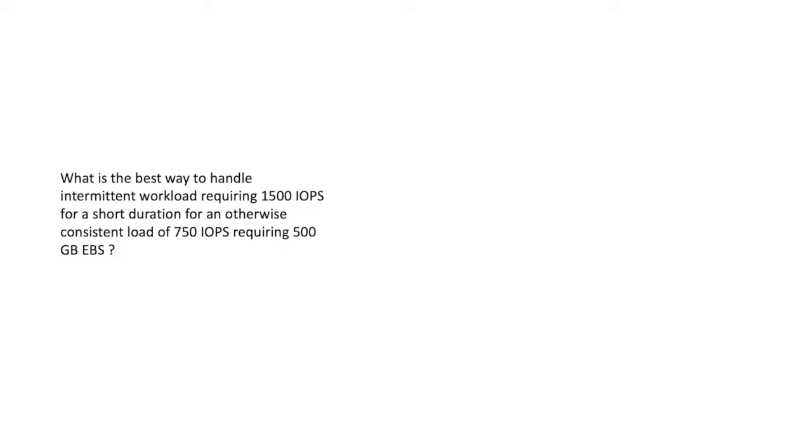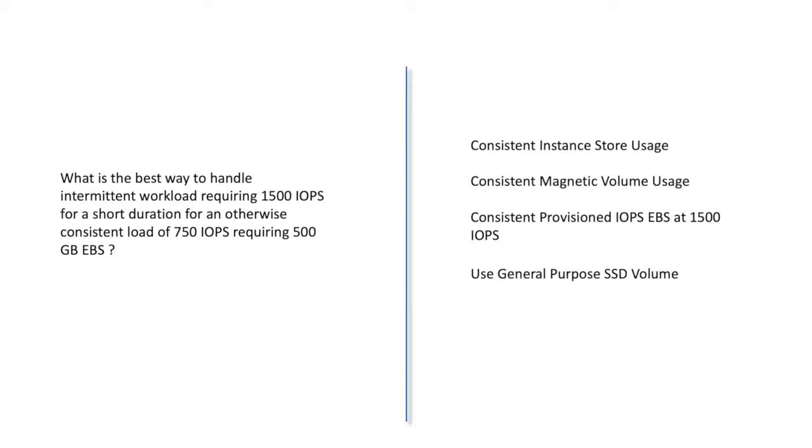The first question that we are going to take a look at is, what is the best way to handle an intermittent workload requiring 1500 IOPS for a short duration, for an otherwise consistent load of 750 IOPS requiring 500 GB EBS? The options that we have are provisioned, instance, magnetic, or general purpose. In this case, I believe general purpose SSD volume is the best option. Why? Because you have a 500 GB general purpose EBS. The baseline of general purpose is 3 IOPS per GB, so for 500 GB it would be 1500 IOPS. But your load is usually 750 IOPS, so you would already have some IO credit that can be utilized when you have an intermittent workload of 1500 IOPS. So the correct answer is general purpose SSD volume.